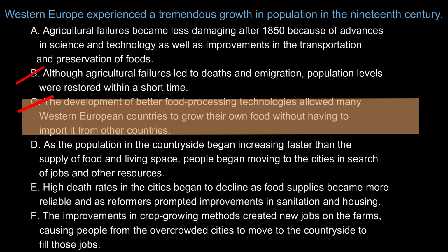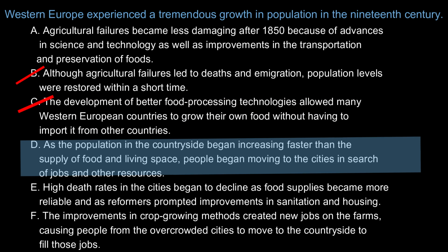C focuses on food self-sufficiency rather than population growth. So C does not support the introductory sentence.